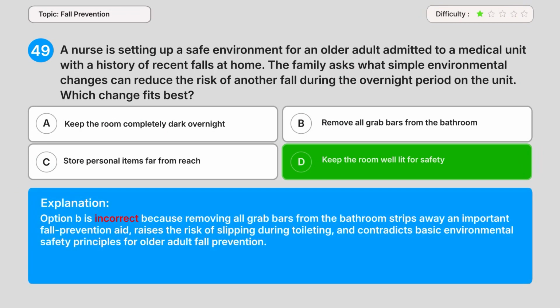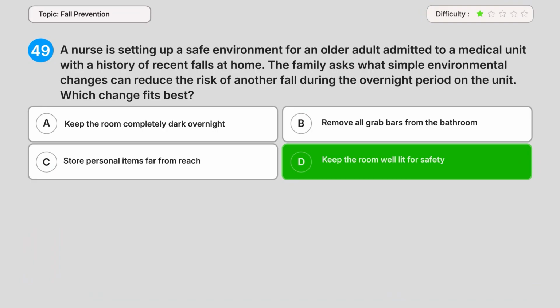Option B is incorrect because removing all grab bars from the bathroom strips away an important fall prevention aid, raises the risk of slipping during toileting, and contradicts basic environmental safety principles for older adult fall prevention.